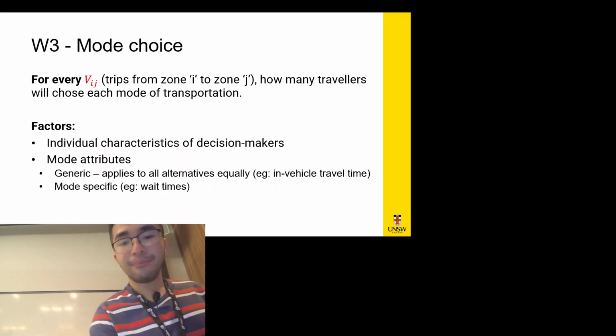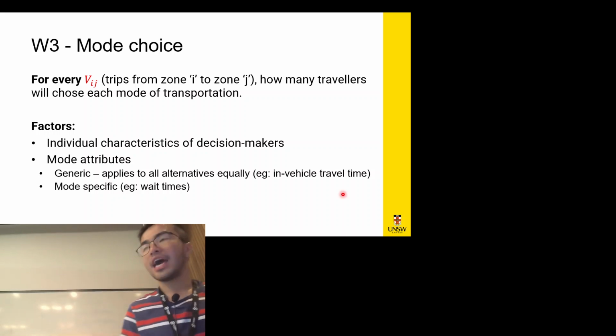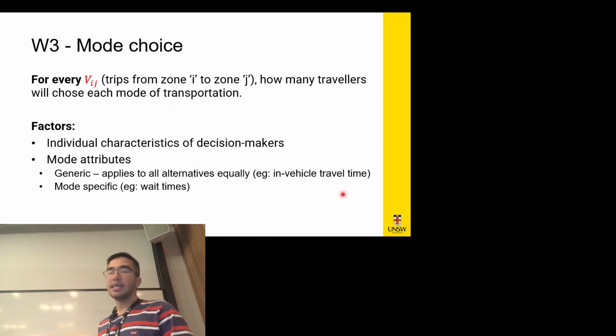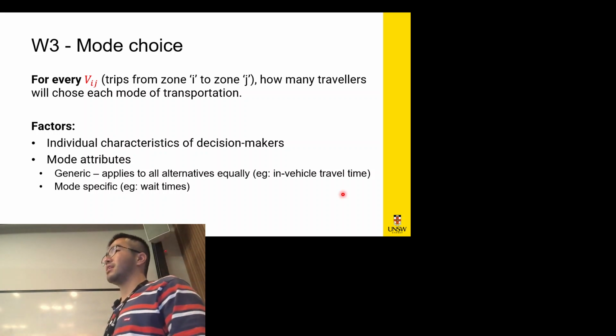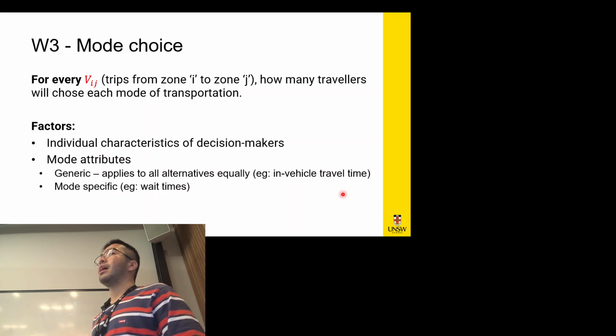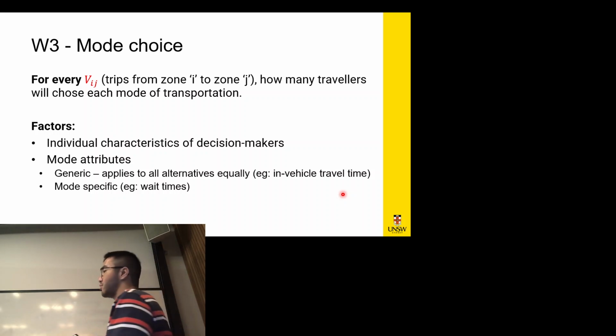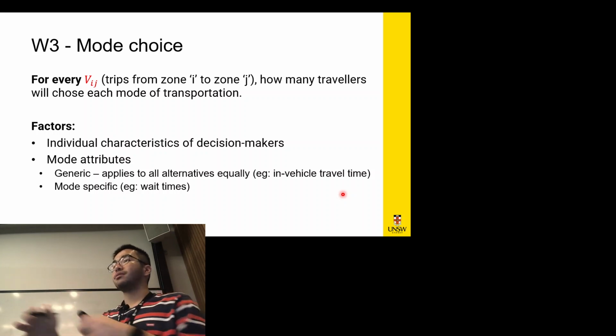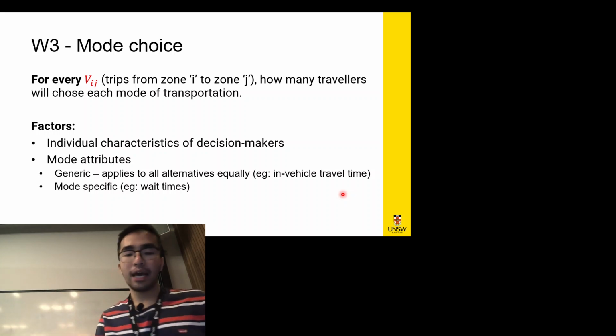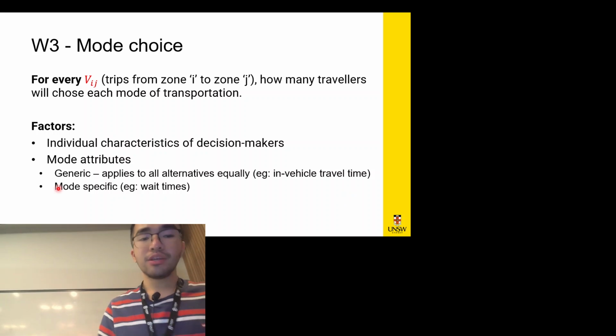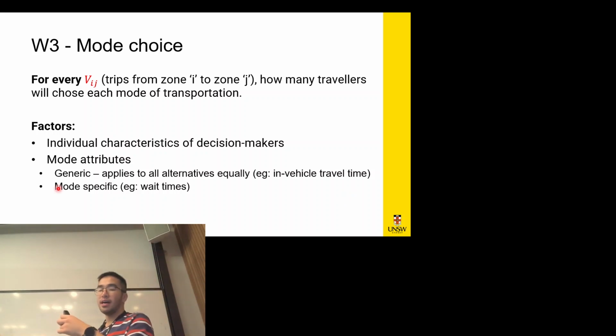It can, so for example, travel time, okay? However, mode specific is something that is specific for that particular mode. For example, how long do I have to wait for my bus? How long do I have to wait when I transfer from the bus to the metro? How long is the wait time? So those are some of the characteristics that we need to consider when we choose the different types of mode.